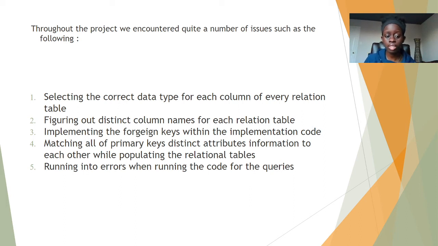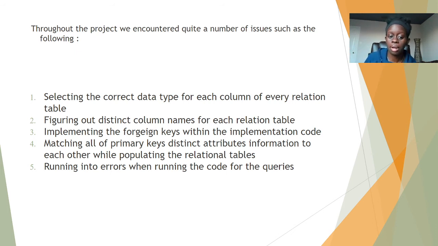Then the next thing was figuring out distinct column names for each relational table, because sometimes you'd want to put date, but date wouldn't work, so you'd have to put something like workout date or trainer date. So the next thing was implementing the foreign keys within the implementation code. Whenever we put the foreign keys, we also had to create columns and find out the data type, just to make sure everything was matching.